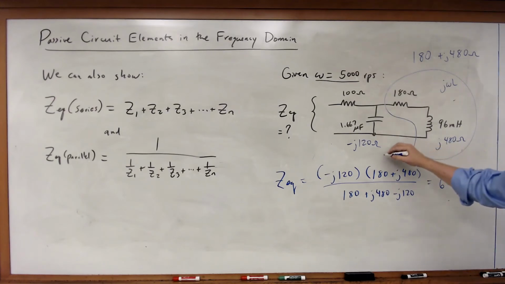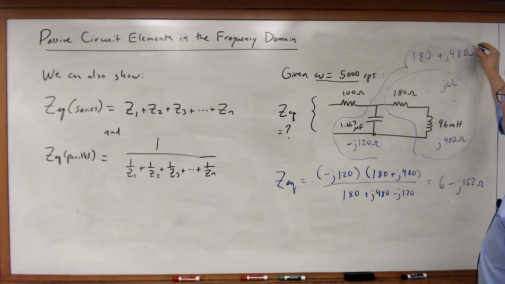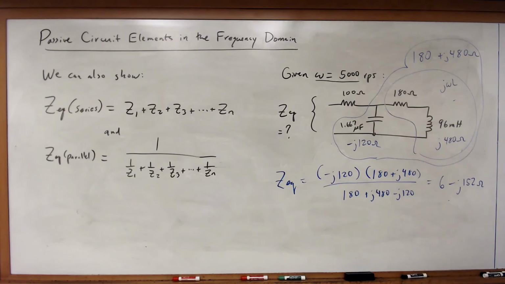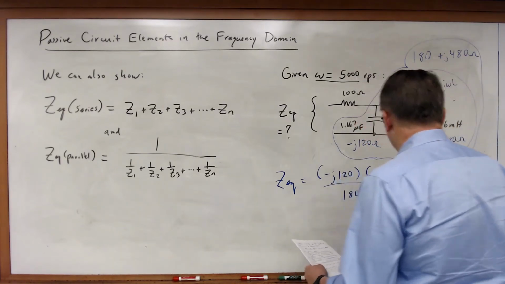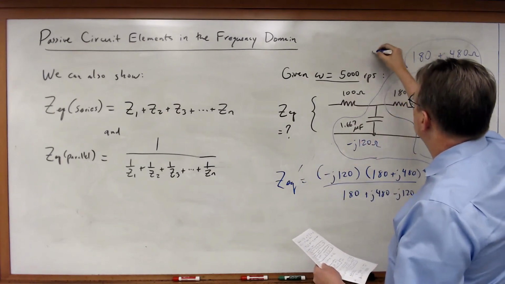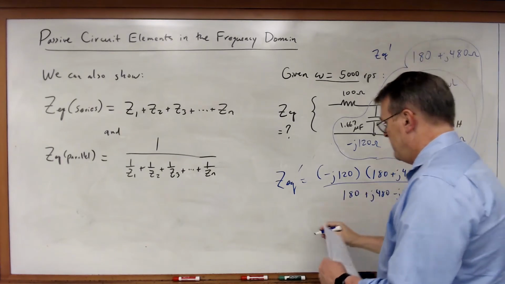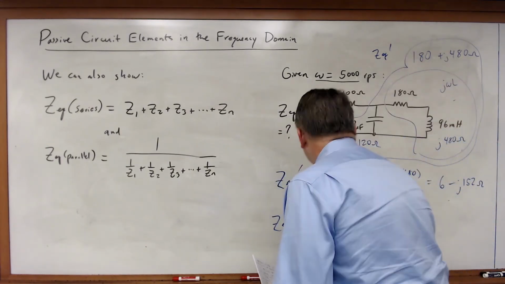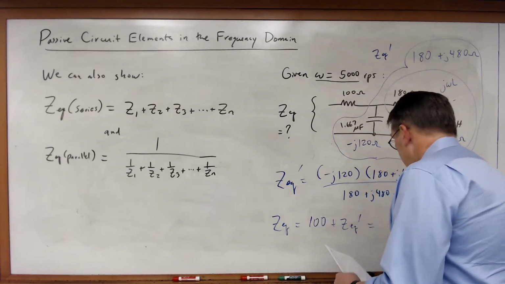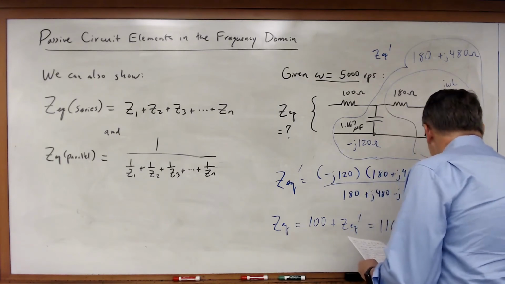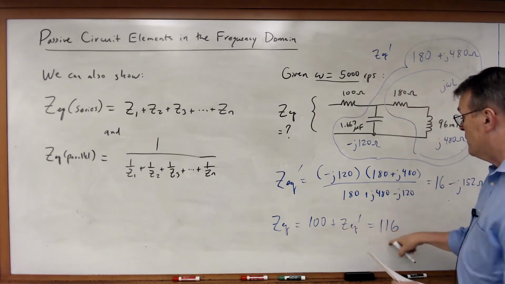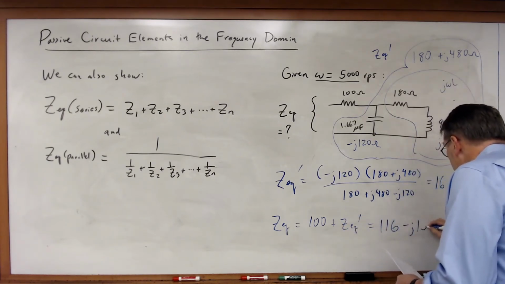And now these elements, which were in parallel with each other, I'll wind up with those being in series with 100 ohms. Actually, I should call this Z equivalent prime, which is just these elements here combined together, and then Z equivalent would therefore be equal to 100 ohms plus Z equivalent prime, and that will be equal to 116, or pardon me, that should have been 16, not 6. So 16 minus J152, then it's equal to 116 minus J152 ohms.